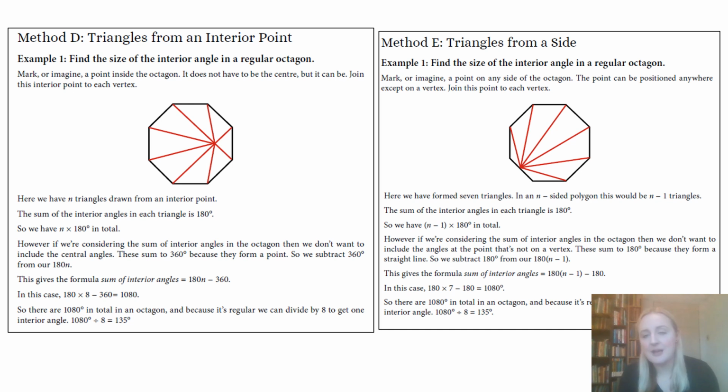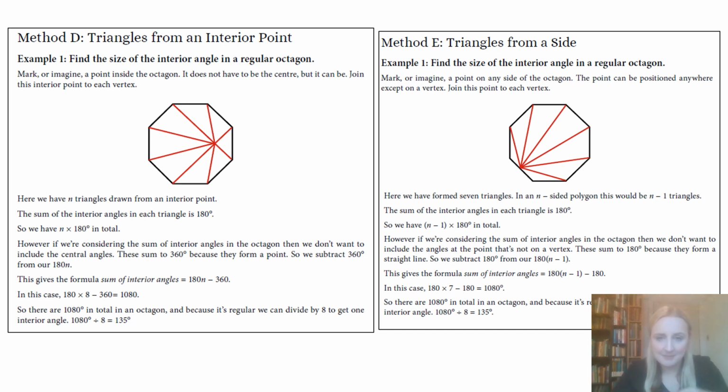The final method is to draw the triangles from a point on a side. So rather than from a point on a vertex, a point on the side. And again, you just have to think about how many triangles you get and what you have to subtract at the end because you don't want it included. Obviously, we don't want the angles halfway down a side included in our final angle sum. You end up with the same formulae whichever way you do it.